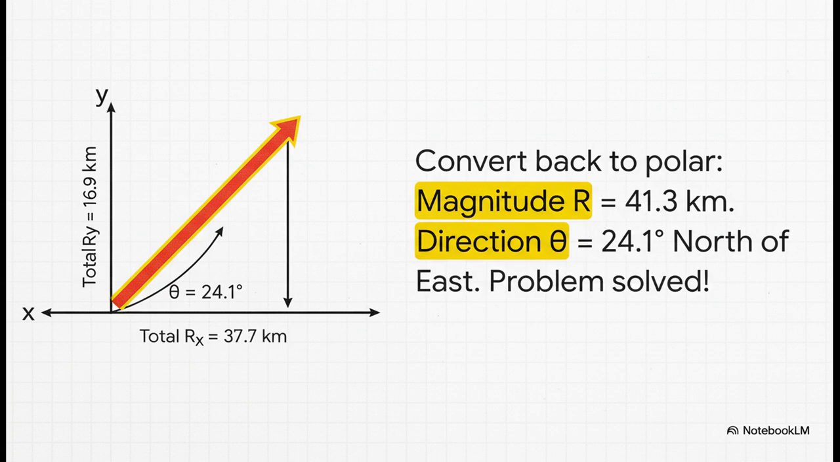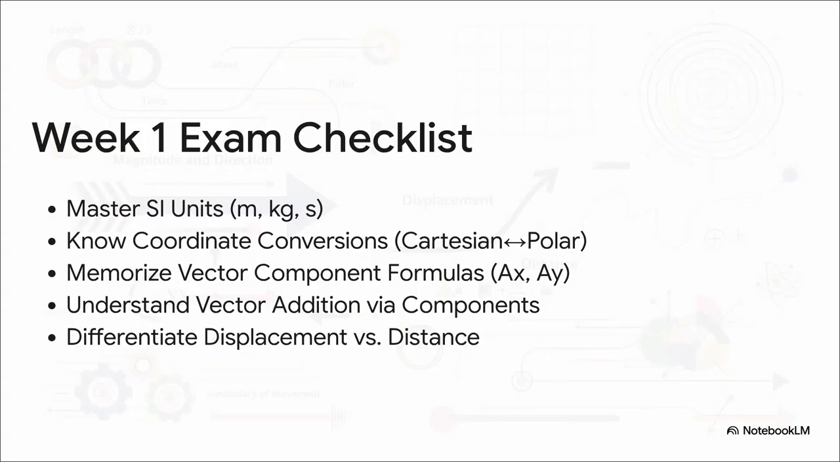We solved it. So let's do a super quick recap. Here's your final exam checklist for this week. 1. Master those SI units: meter, kilogram, second. 2. Know your coordinate conversions cold, both ways. 3. Memorize those vector component formulas. 4. Make sure you understand how to add vectors using components. And 5. Never, ever, ever confuse displacement with distance.